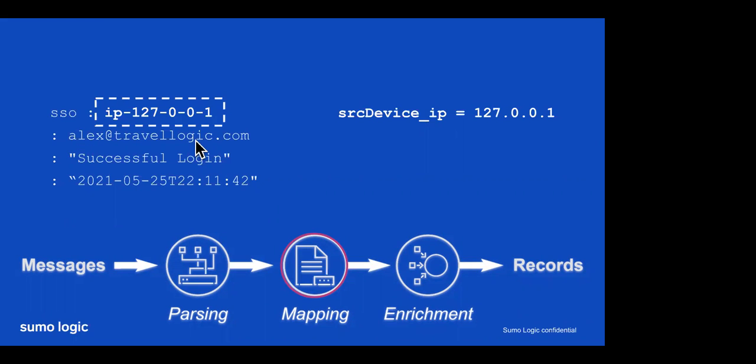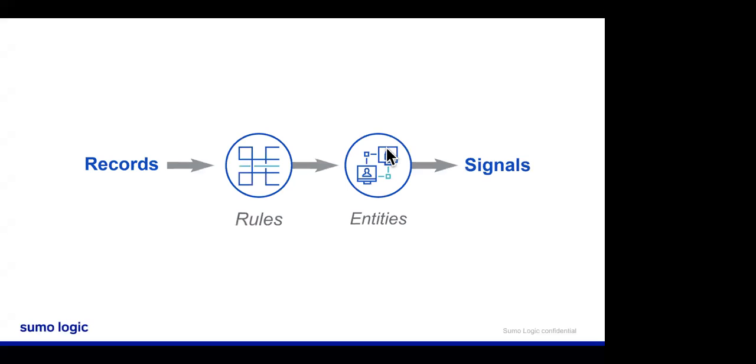Alex@travellogic.com, that's probably going to be the user ID or user email, excuse me. So we will take this information, we will parse it, we will map it, and then we'll enrich it. We'll look at CrowdStrike and see, gee, is there a threat level associated with this IP address? And that then generates our records.